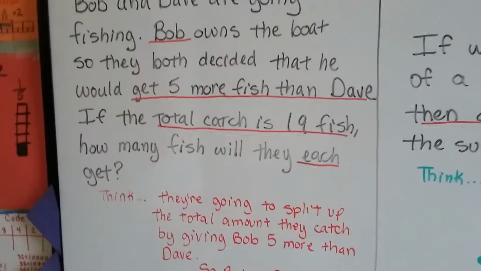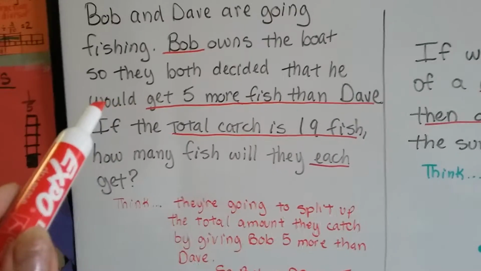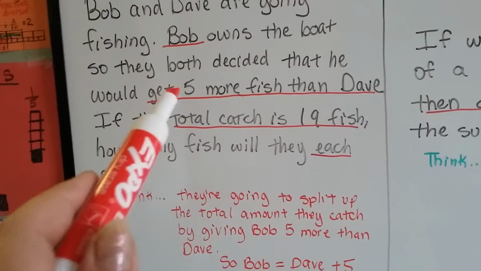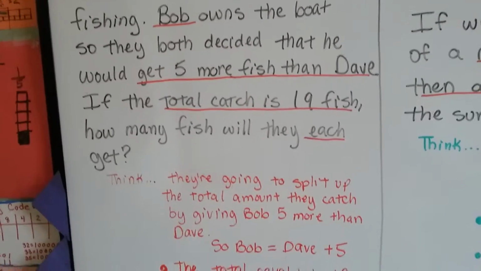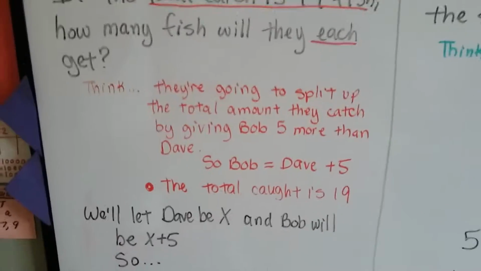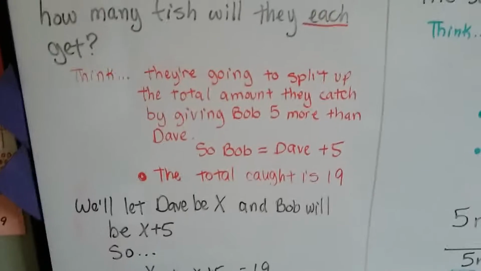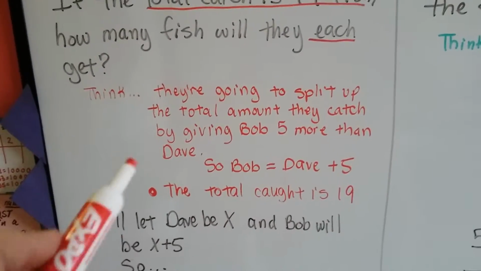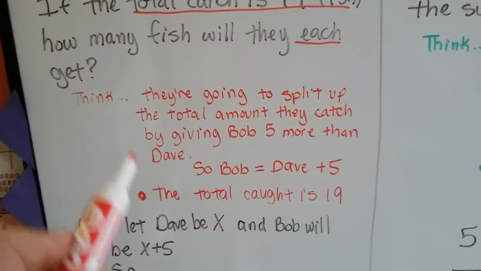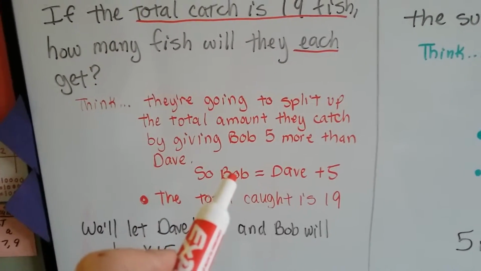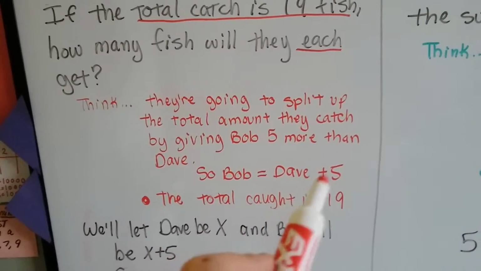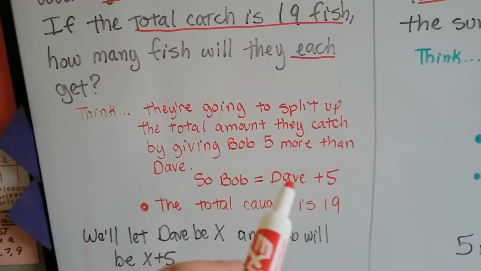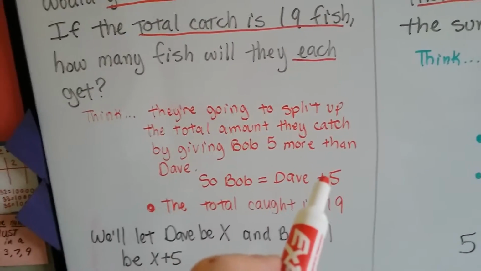So we've got to think. Bob owns the boat, and they decided that because of that, I guess because of the gas and everything, he's going to get 5 more fish than Dave. I guess there's dock fees and all of that stuff too, right? Licensing. So think, they're going to split up the total amount of the catch by giving Bob 5 more than Dave. So Bob is equal to Dave plus 5, because whatever Dave has, Bob is going to get 5 more. So Bob is Dave plus 5.